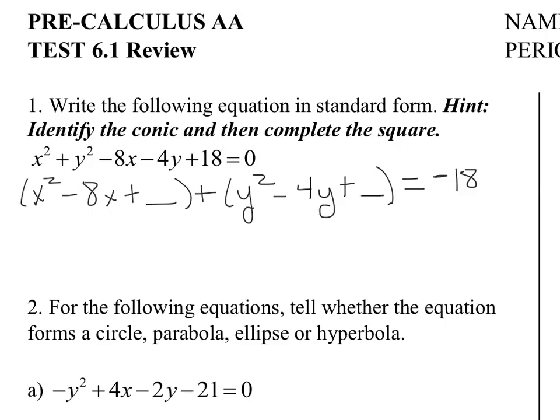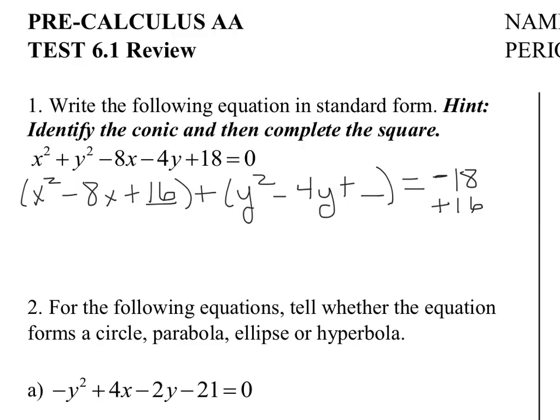Now, when we find these values that go in these blanks for these perfect squares, we're going to have to add them also to the negative 18. So here I'm going to take my negative 8, I'm going to cut it in half. That's going to give me negative 4, and I'm going to square it. That's going to give me 16. Well, I also have to add 16 to my negative 18.